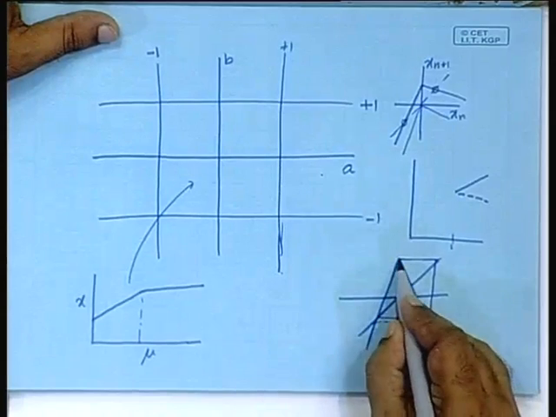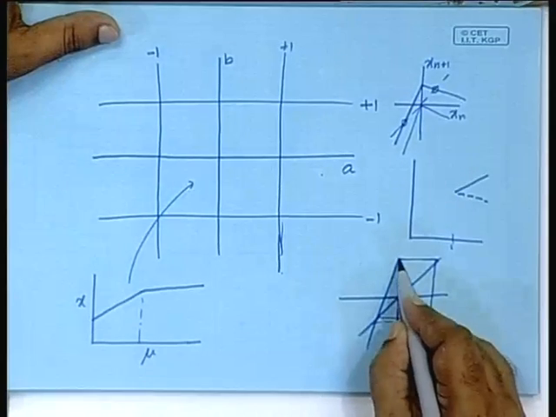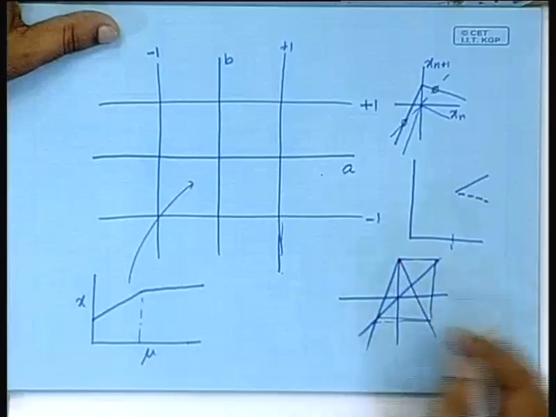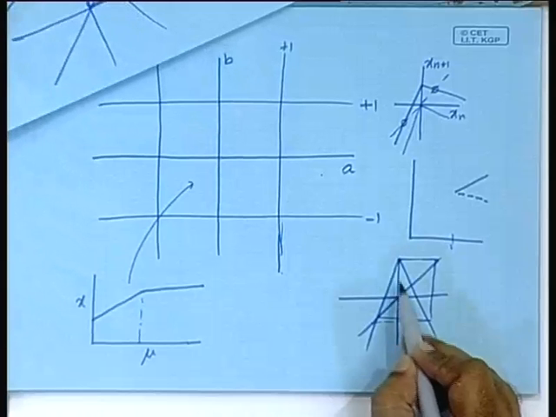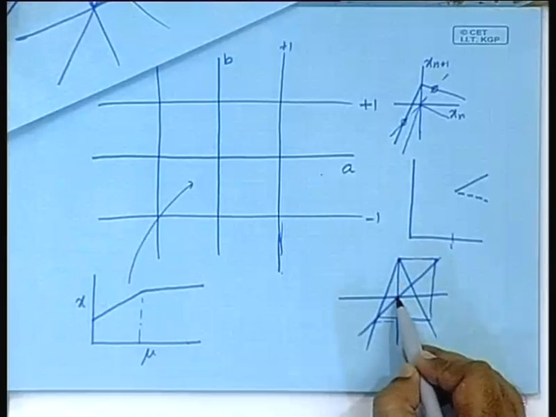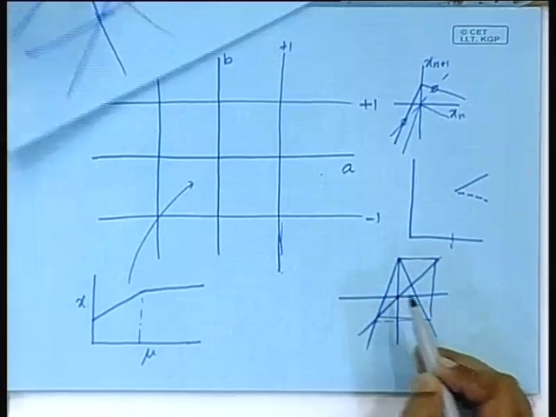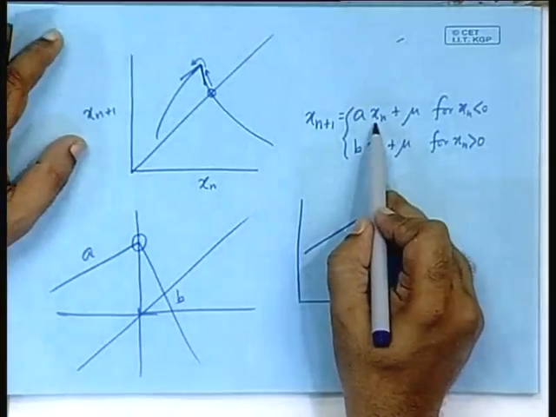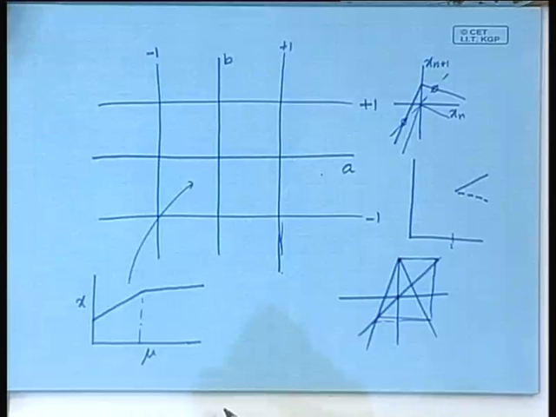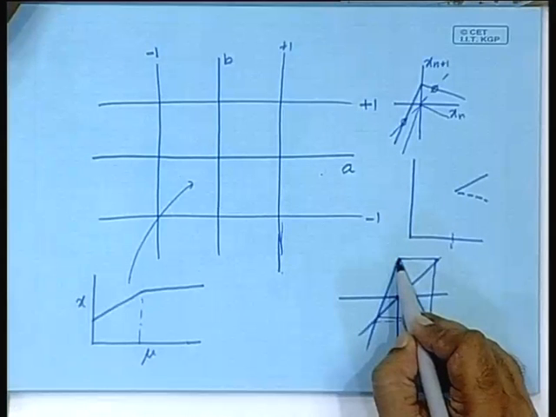Have you obtained that? The position of this point is what? Notice that this is the value of x n plus 1 for x n equal to 0. So, if you put x n equal to 0, both give mu, right. So, this point, this height is mu.